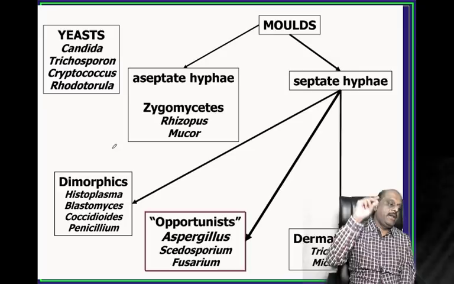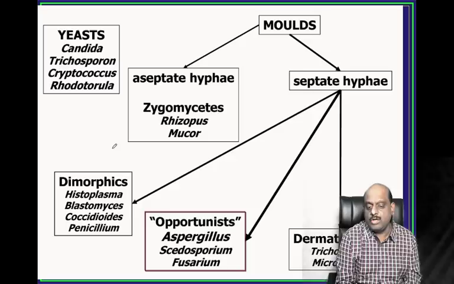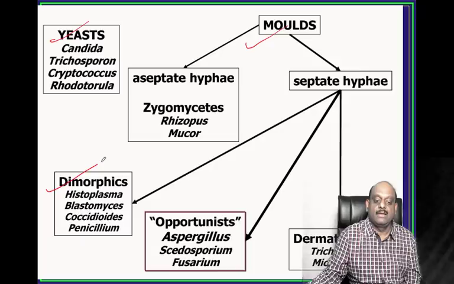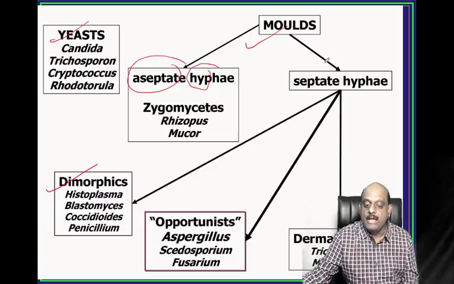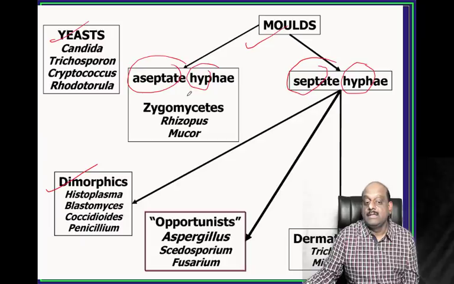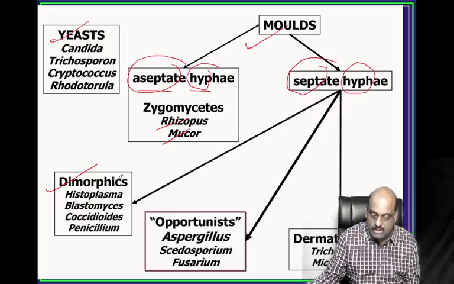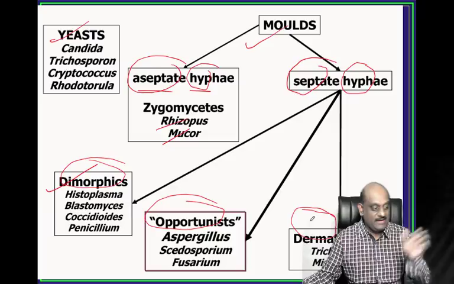Now, doctor, ek funda malum hona hai aapko when we talk about dermatology ka fungal infections. You have molds, yeast, and dimorphics. Molds can form aseptate hyphae or septate hyphae. Aseptate hyphae causing mold, kya hota hai? Rhizopus, mucor. Septate hyphae causing molds mein, you have dimorphics, opportunistic molds and dermatophytes. That is the broad classification.